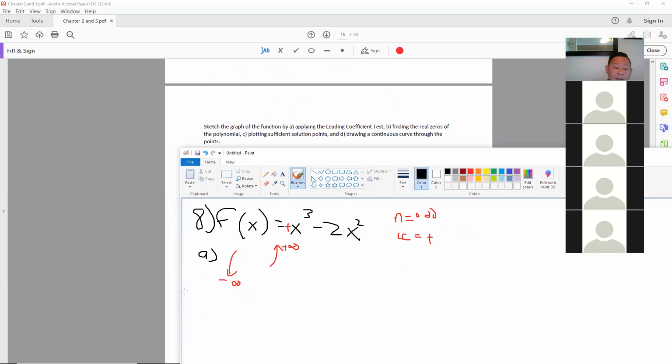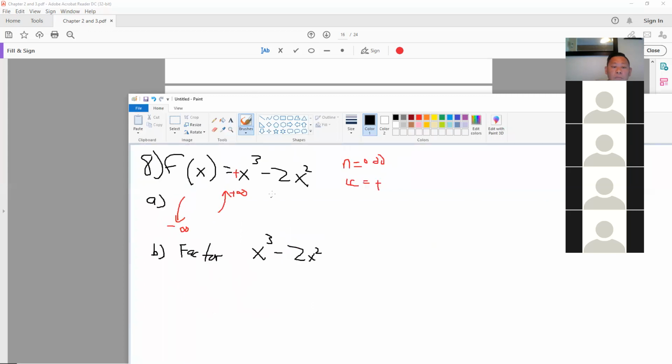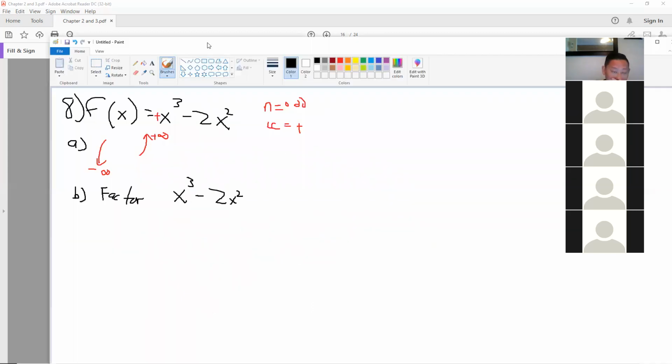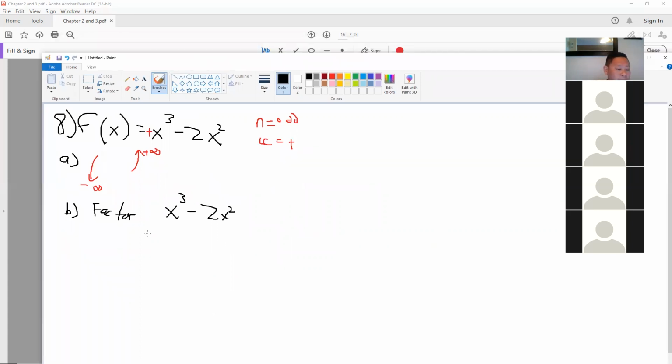Part B is asking us to find the real zeros. So how do you find the real zeros? You have to factor this. Does anyone know how to factor x cubed minus 2x squared? Anyone know how to factor this? What can you factor here? That's a common factor. What can you factor out here? X squared. And you will get x minus 2.